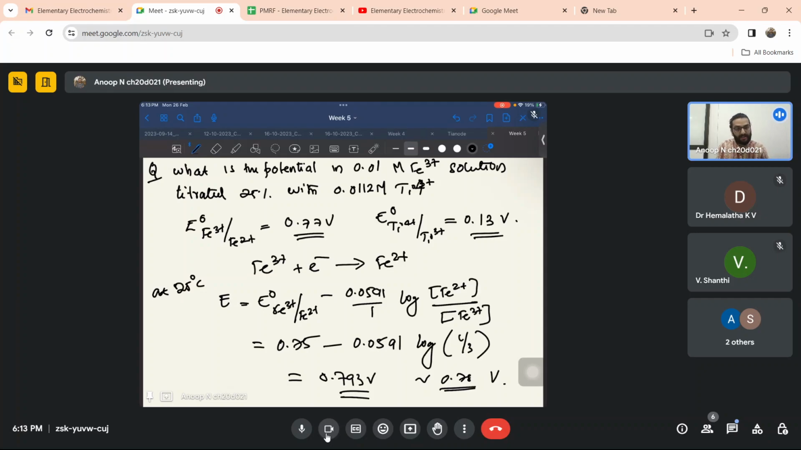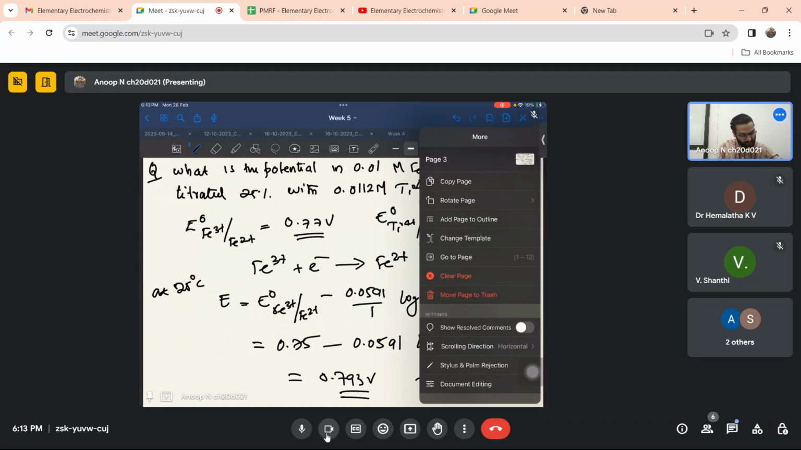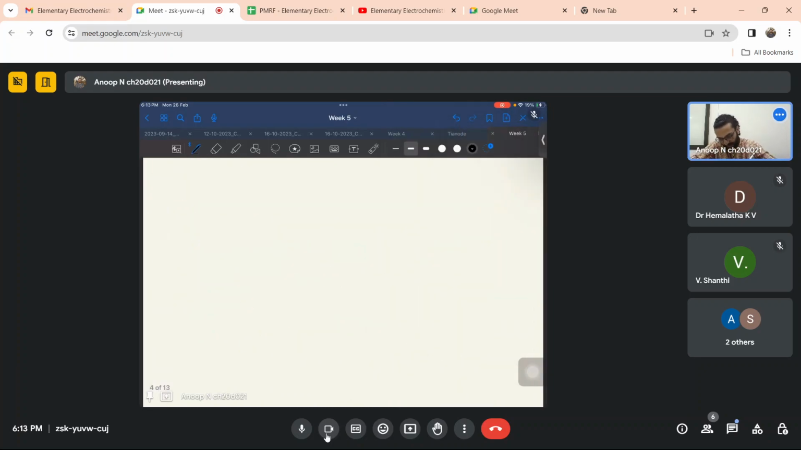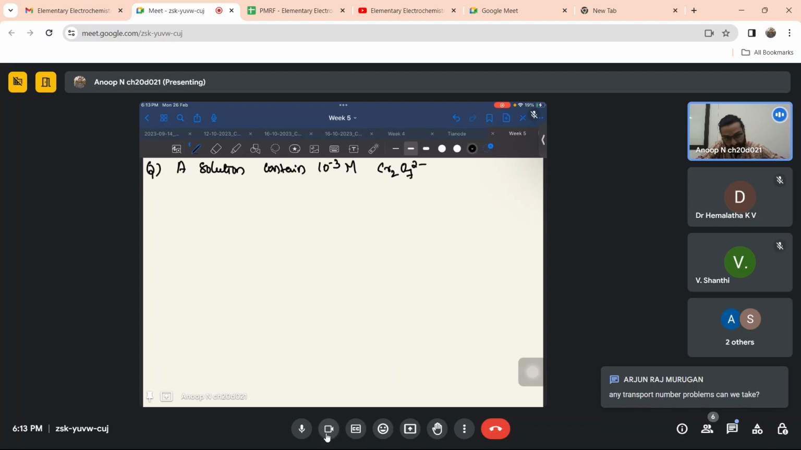Yeah, we'll solve one similar problem, whatever we have seen just now. So write down the question. Question: a solution contain 10 raised to minus 3 molar Cr2O7 2 minus.